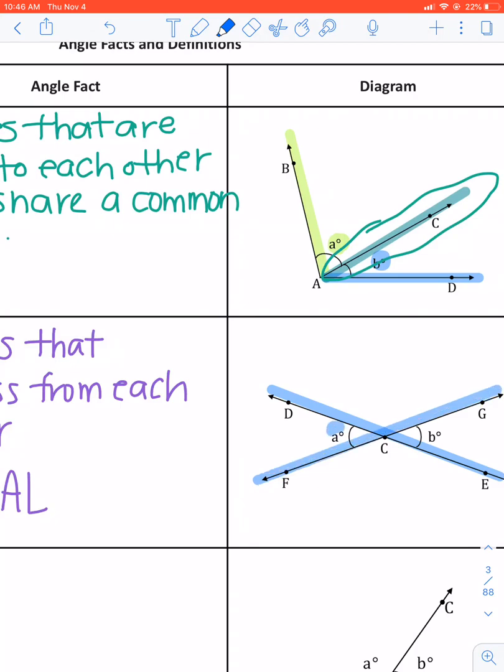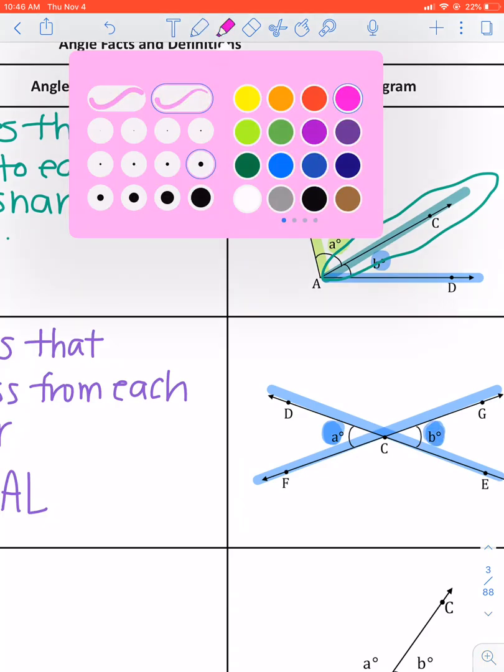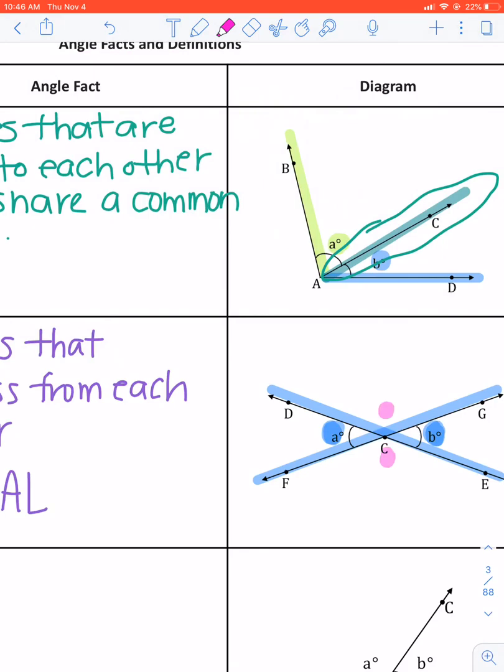All right, the vertical angles are the ones that are across from each other. So here you see A and B, they're across from each other. Now, this actually has another set of vertical angles too. These are across from each other as well. Those are vertical angles. All right, so in this picture, you have angle A equal to angle B. Vertical angles are equal to each other.